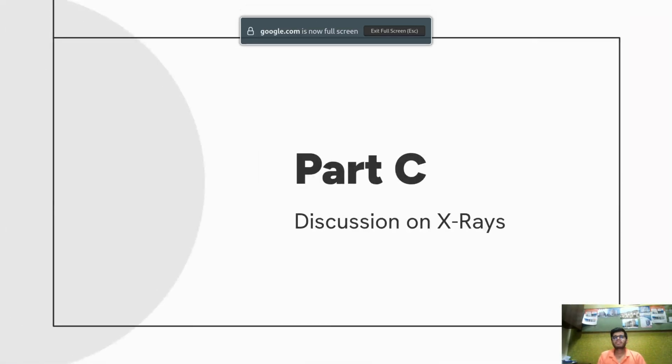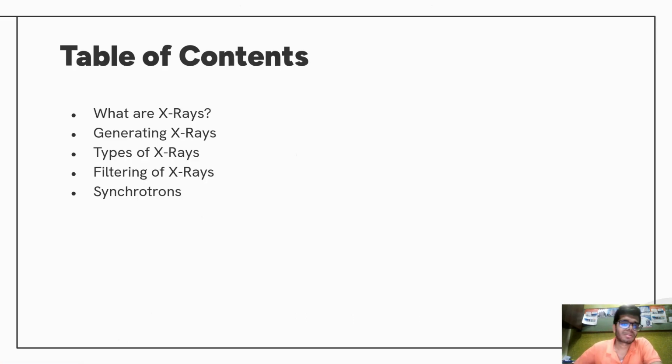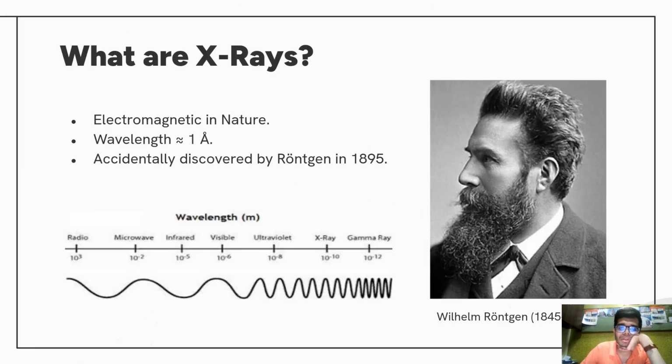So let's get started with part C of our assignment, which is our discussion on X-rays. We will cover what exactly X-rays are, how you generate them, what their different types are, how you filter them, and what synchrotrons are. So let's get started. What are X-rays?